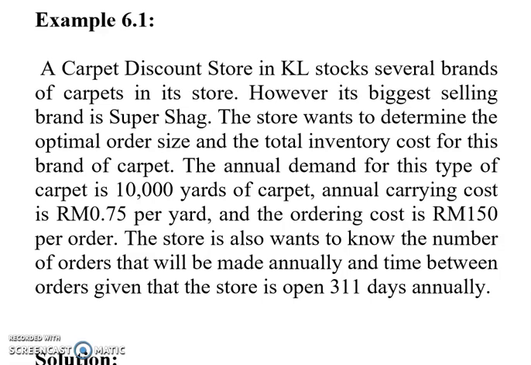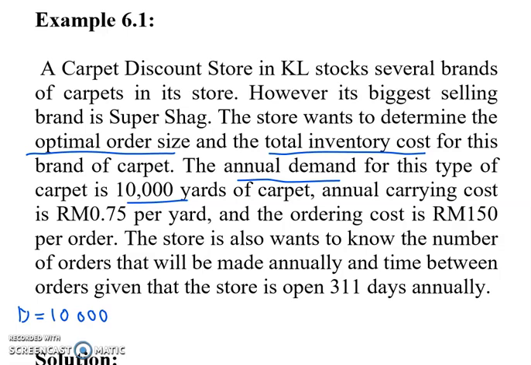Example 6.1. This is about a store in KL, and they want to determine the optimal order size and also the total inventory cost for a brand of carpet. They also give you this information: the annual demand for this type of carpet is 10,000. Normally we use D for the demand, so D equals 10,000.